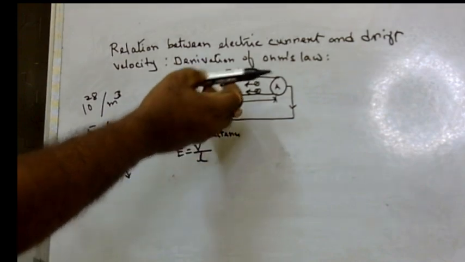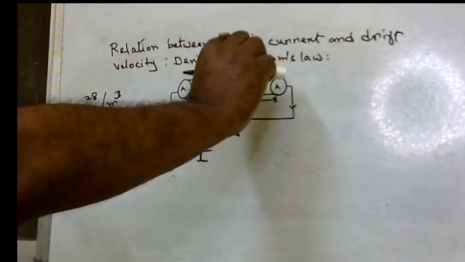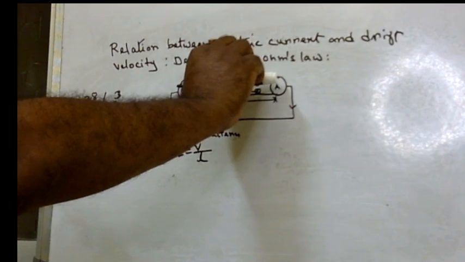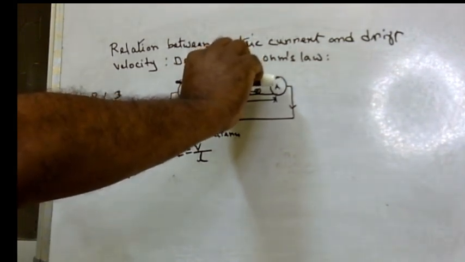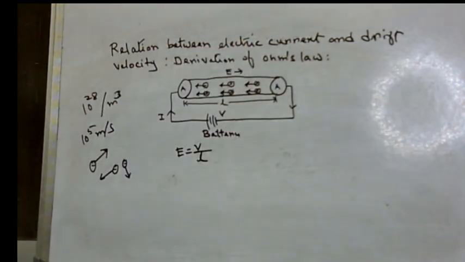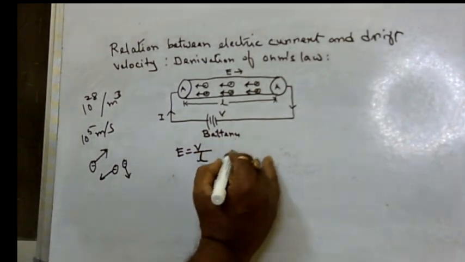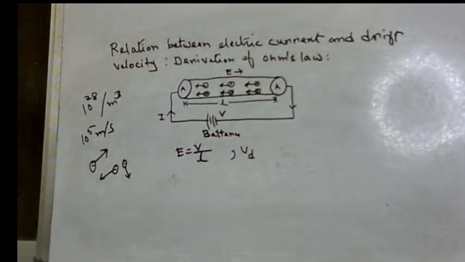E has a direction from positive to negative, and the electrons, being negatively charged, start drifting towards the positive terminal of the battery, just opposite to the direction of the electric field. They have to move because the electric field creates an electrical force that accelerates the electrons towards the positive plate of the battery. So they start drifting with the drift velocity Vd.